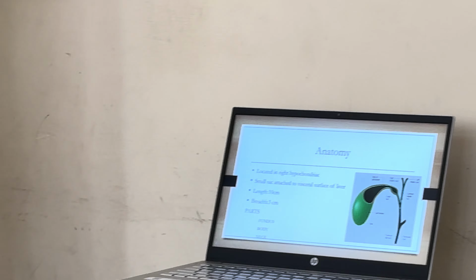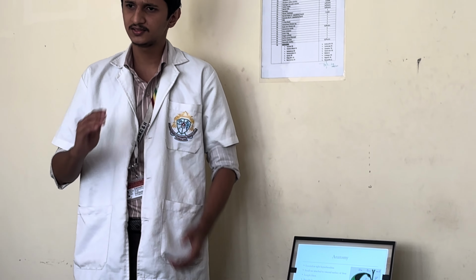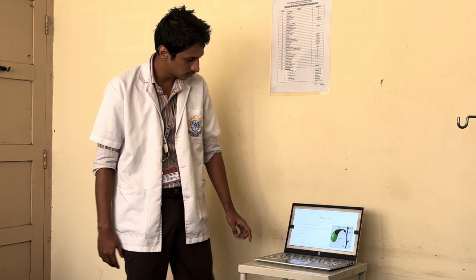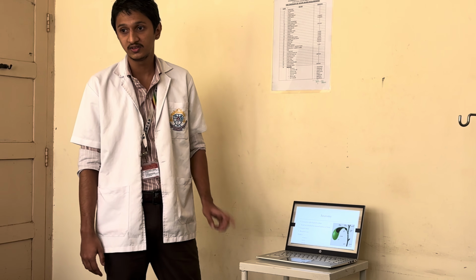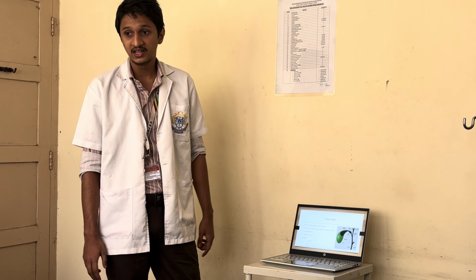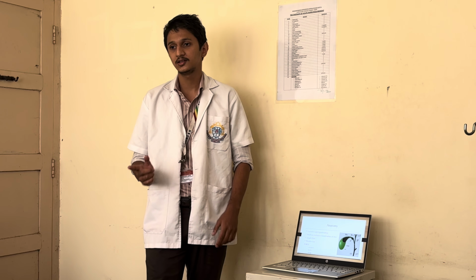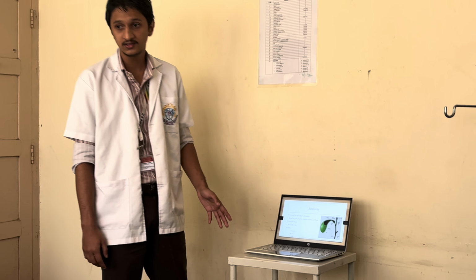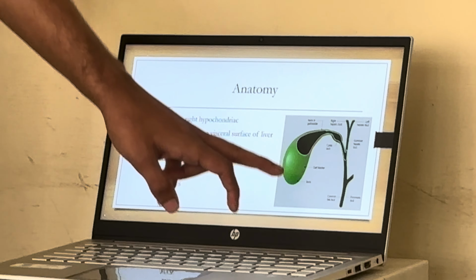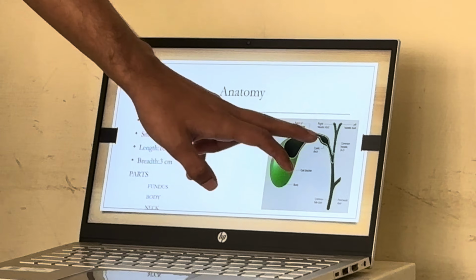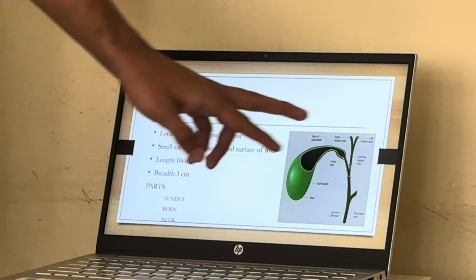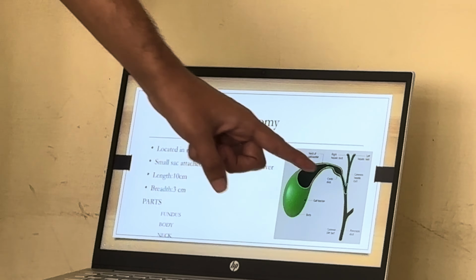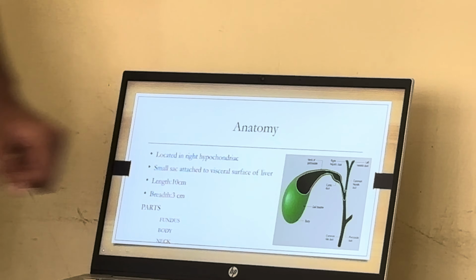It is located in the right hypochondriac region, near the ninth rib on the right side. It is a small sac attached to the visceral surface of the liver. The length is about 10 centimeters and the breadth 3 centimeters. The parts of the gallbladder are the fundus, body, and neck. The neck has the cystic duct, which is attached to the common hepatic duct.